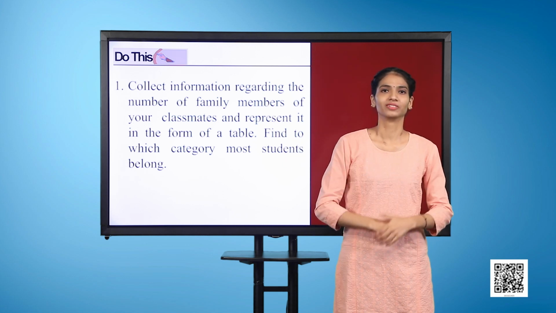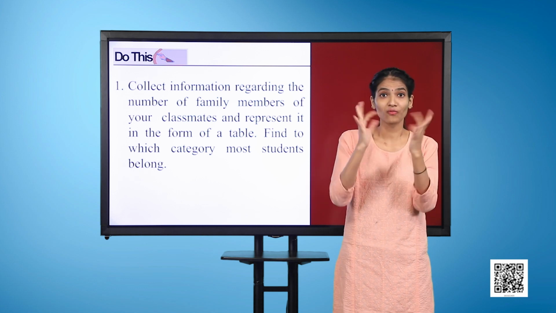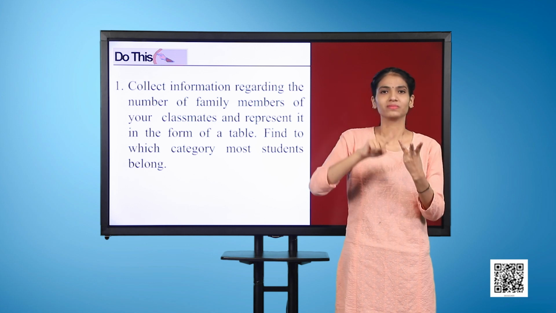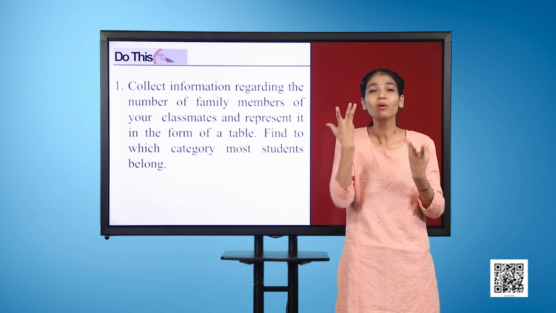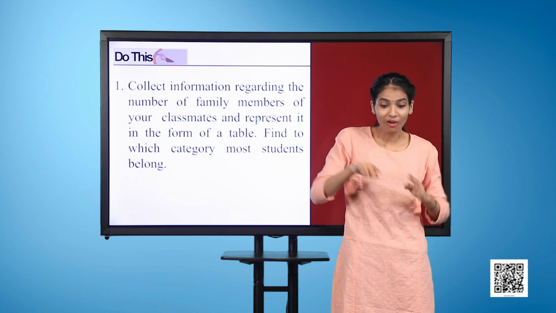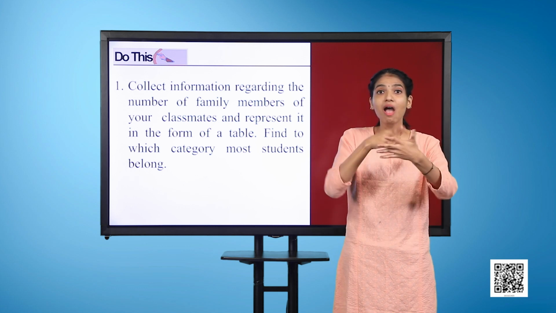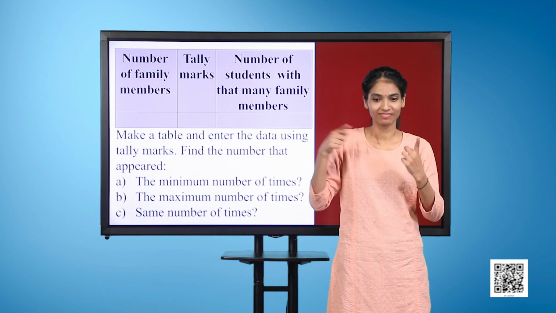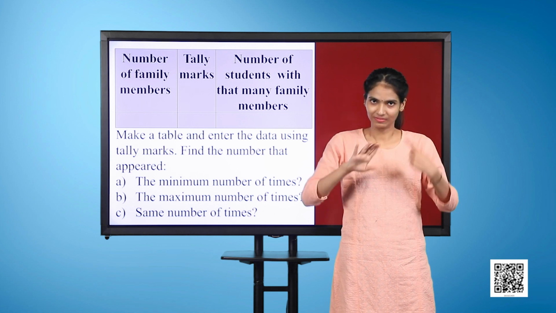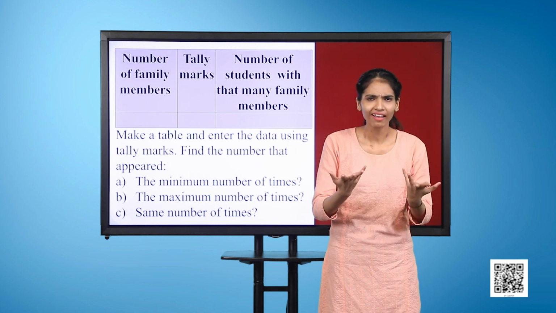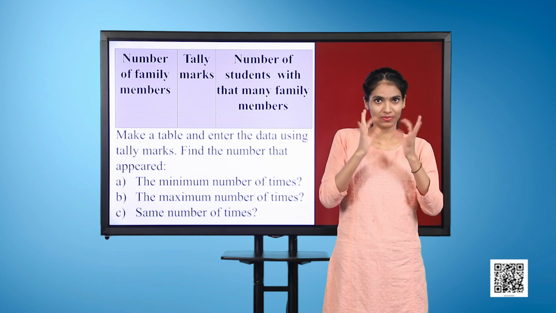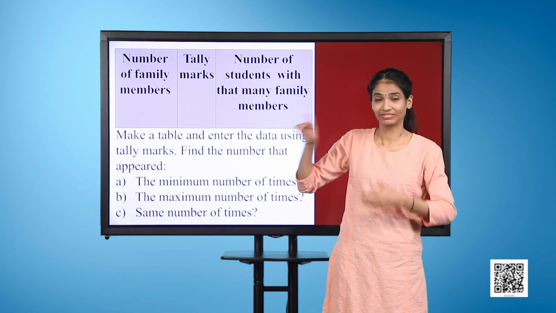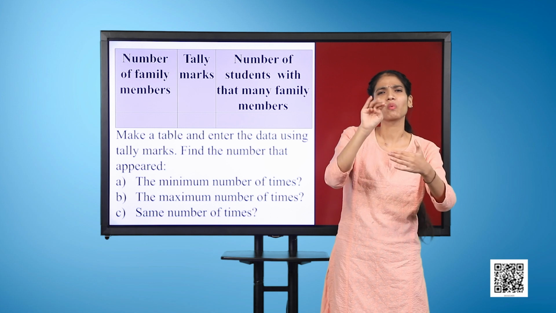Do this. 1. Collect information regarding the number of family members of your classmates and represent it in the form of a table. Find to which category most students belong. The table columns are number of family members, tally marks, number of students with that many family members. Make a table and enter the data using tally marks.